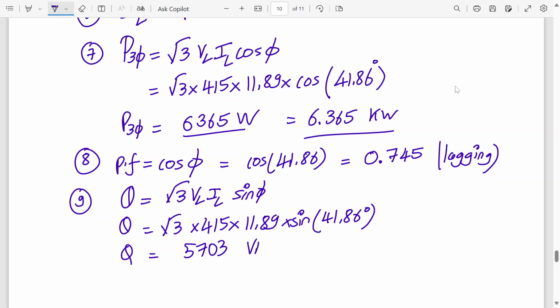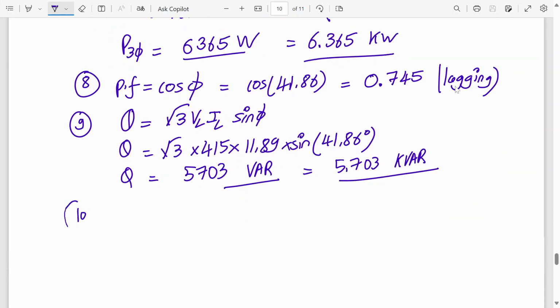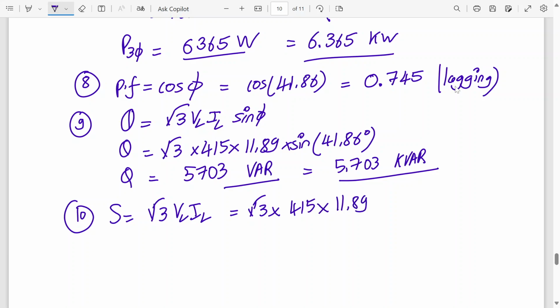Unit is VAR, 5.703 kVAR. Now we have to find S. Root 3 VLIL, that's it. So root 3 into 415 into 11.89. How much is that?